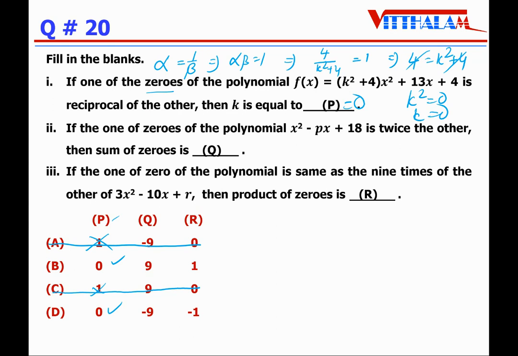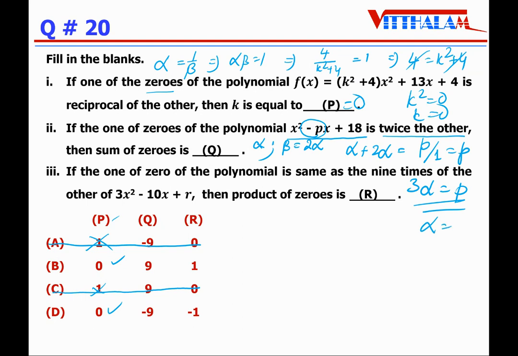Next, if one of the zeros of the polynomial x squared minus px plus 18 is twice the other, let's say alpha and beta is twice the other, so that means 2 alpha, they are the zeros of this polynomial. Then we have to find out the sum of zeros. So the sum of zeros means alpha plus 2 alpha, beta equals 2 alpha. The sum of zeros is minus b by a, so minus b becomes plus p by a, which is 1. So it is p. So 3 alpha equals p, and alpha becomes p by 3.